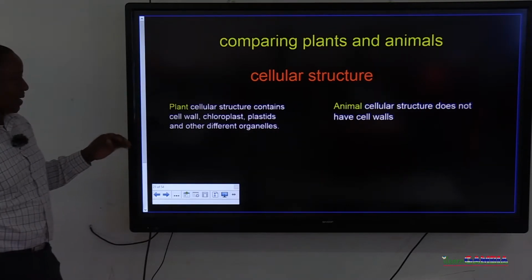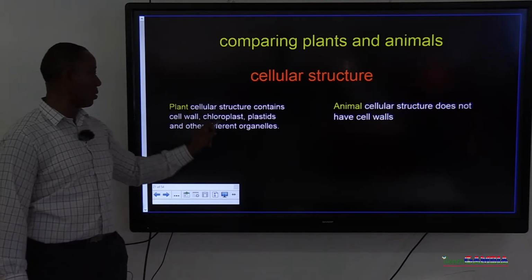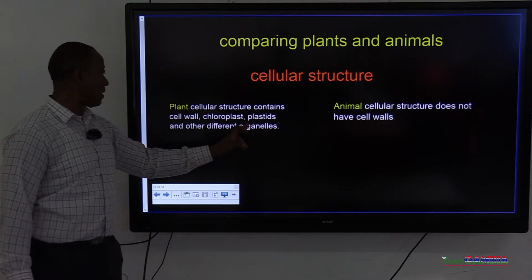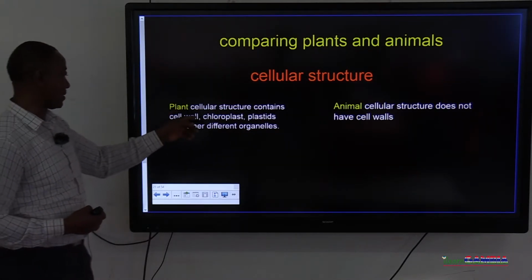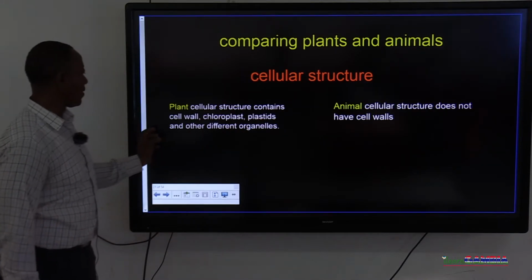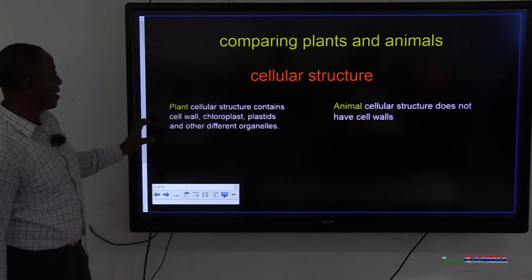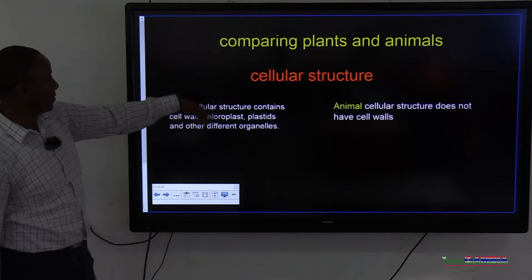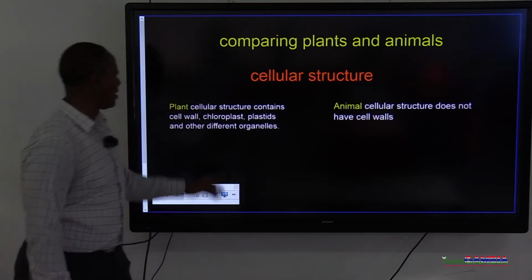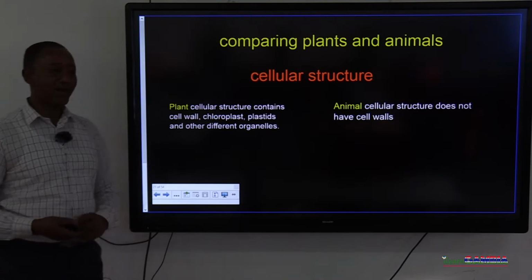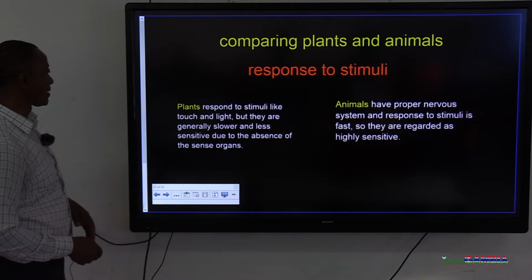Cellular structure. This is another difference. Plant cellular structure contains cell wall, chloroplast, and plastids. Chloroplast is, of course, itself a plastid, and there are other different organelles that are found in the cell. There's cell wall, chloroplast, and other plastids. You don't find them in the animal structure. Animals don't have cell walls, they don't have chloroplasts, and they don't have the plastids. So that's the third difference between animal and plants.